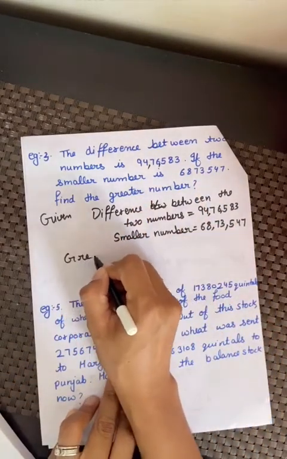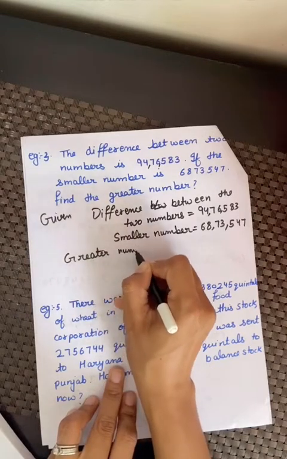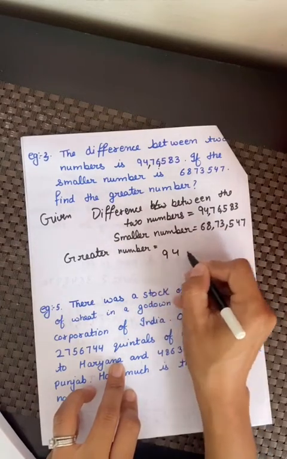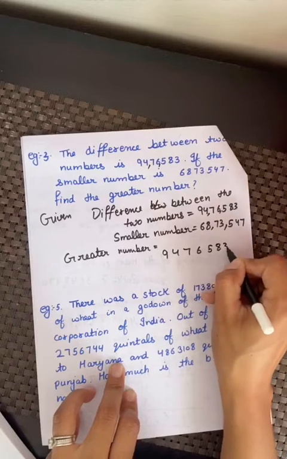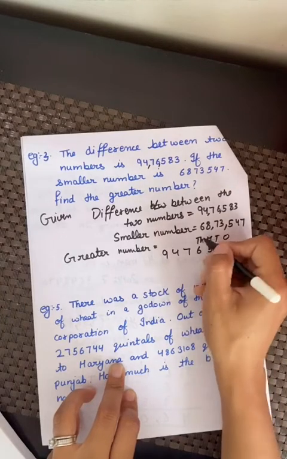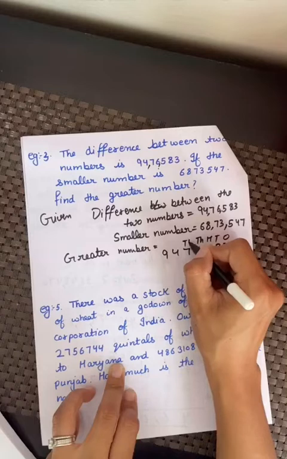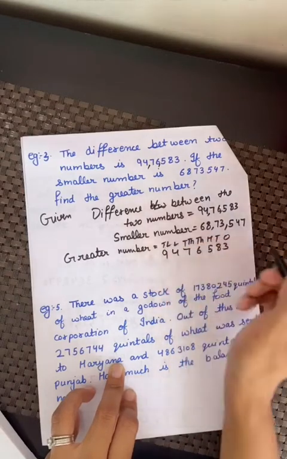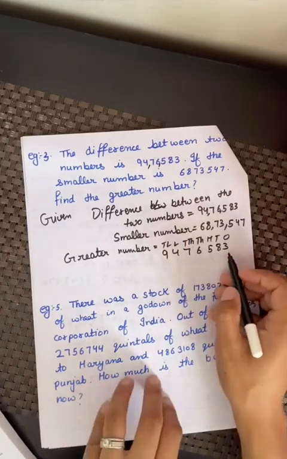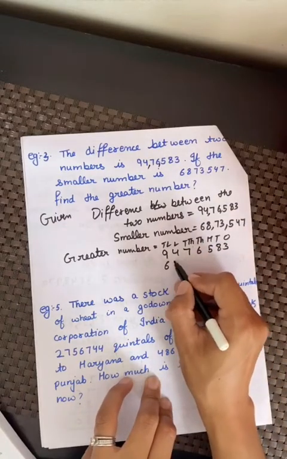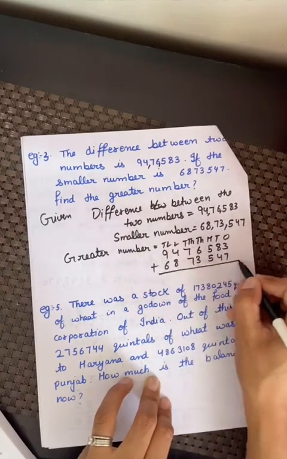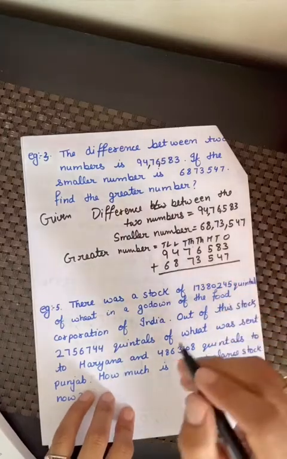So the greater number will be 9476583. I'm writing it for you so that it will be easy for you: 1000, lakh, 10 lakh. These are our periods. Period of 1000, lakh. Okay, the smaller number given is 6873547. If we add these numbers, we will get our greater number.